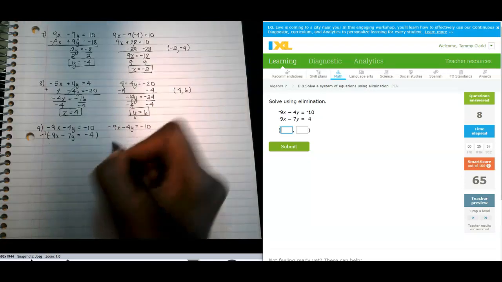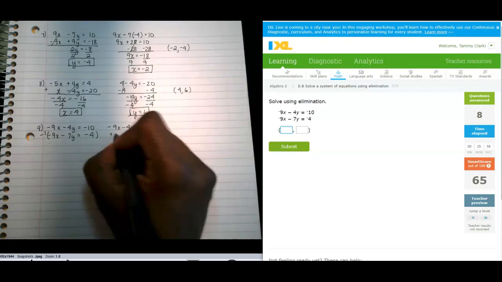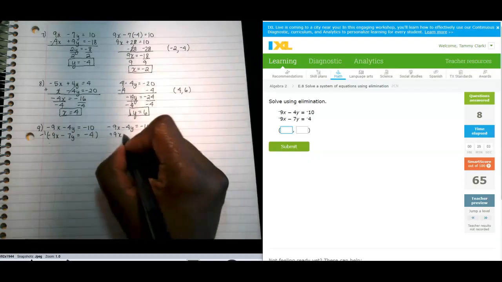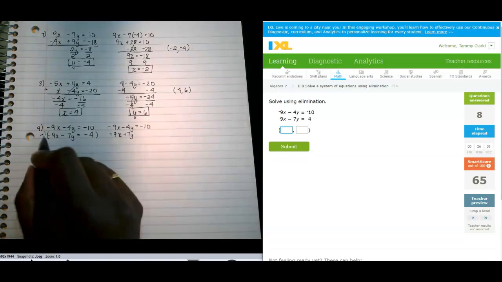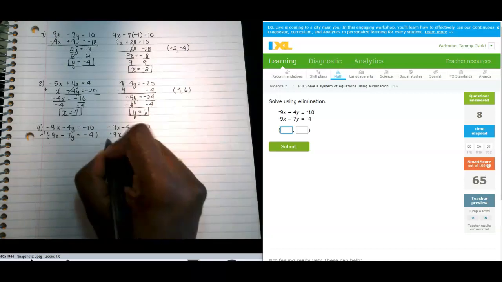So I just rewrote the first equation. Now I've got -1 times -9x gives me +9x. -1 multiplied by -7y gives me +7y. And -1 multiplied by -4 gives me +4.